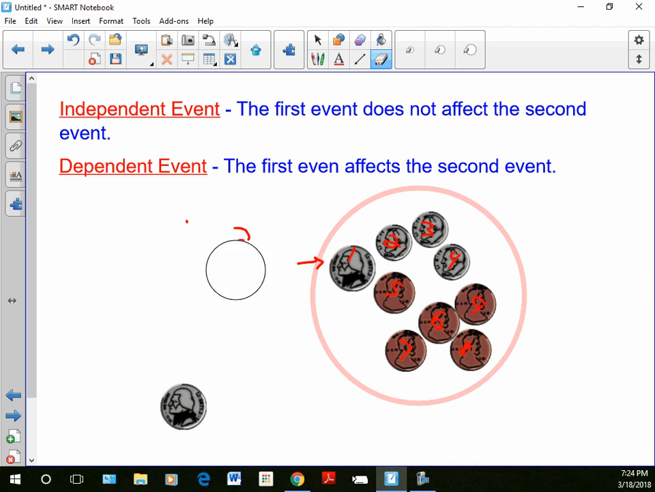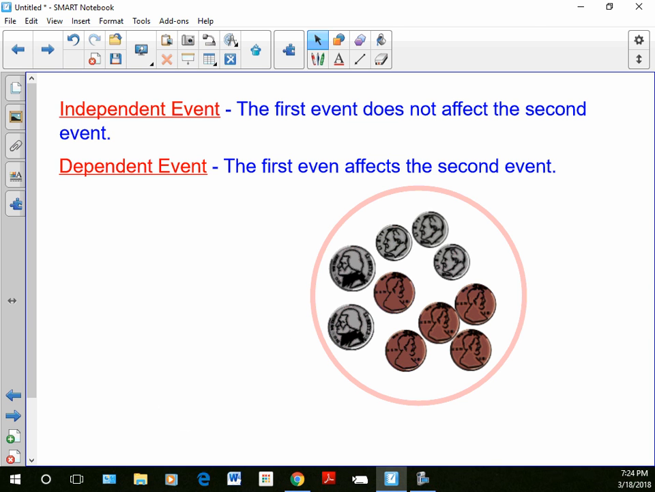Okay, let's try it one more time. This time we'll do an independent event. All right, put the nickel back. All right, what's my chance of getting a dime? What's my chance if I do the dime one time? If I reach in the bag one time and try to get a dime, it's going to be 3 out of 10. Because there's 1, 2, 3 dimes.